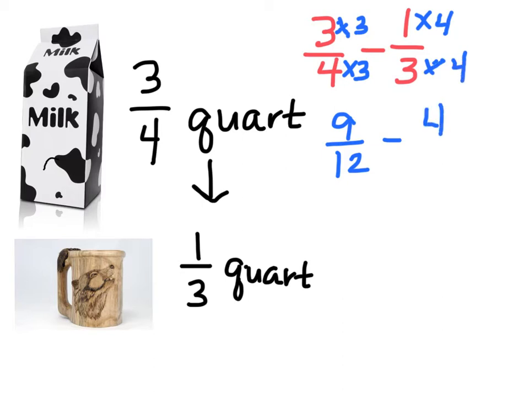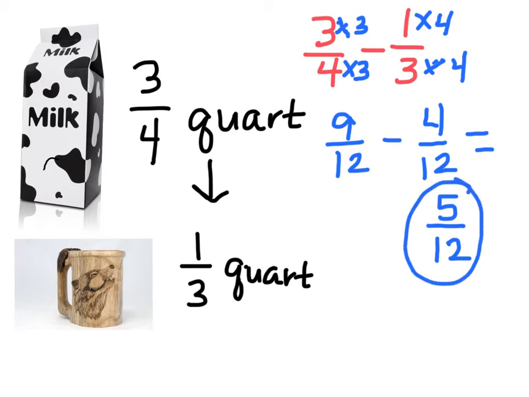giving us 4/12. Now when we subtract our fractions, our denominator is going to stay the same. So we're going to leave 12 on the bottom. What's 9 minus 4? It's 5. So our answer is 5/12. There are 5/12 of a quart left in the carton.